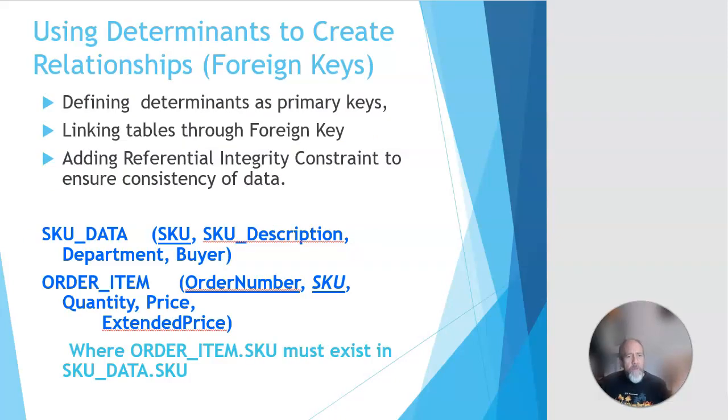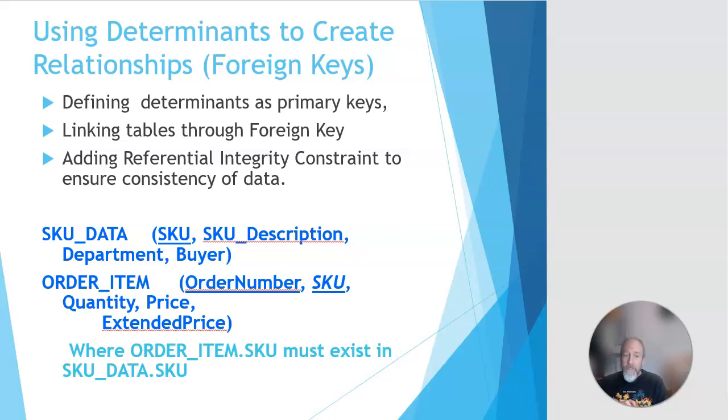So what could I do? Well, I could create primary keys. In that first table, if you have the SKU as a determinant, it has the description, the department, and the buyer. And for an order item, in this case, we still have order number and SKU going together to determine quantity, price, and extended price.